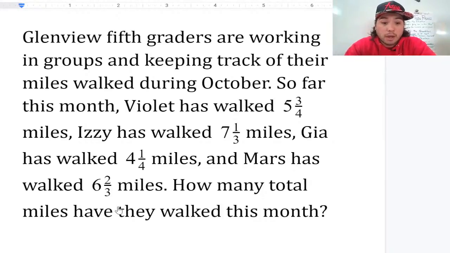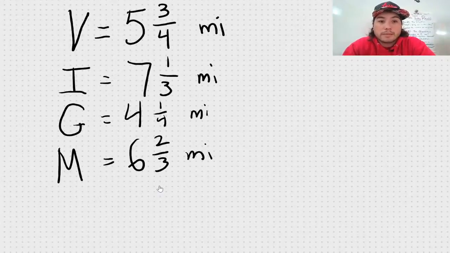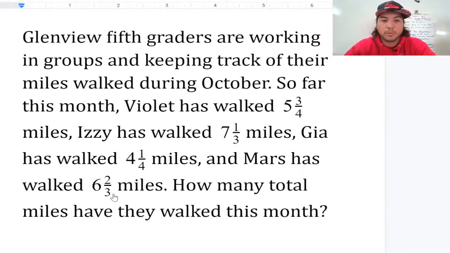Okay, so we've got all of our quantities here. We've got Violet is 5 3/4, Izzy is 7 1/3, Gia is 4 1/4, Mars is 6 2/3. Okay, now let's reread for our third read and think about what we don't know and what operation we are going to use to figure it out.